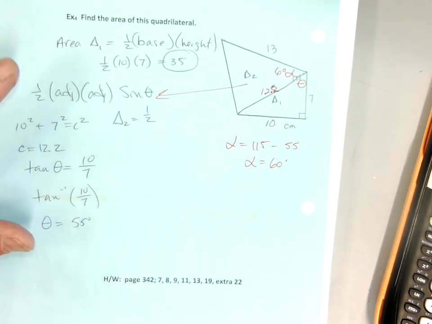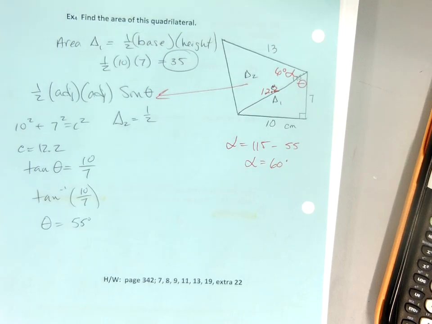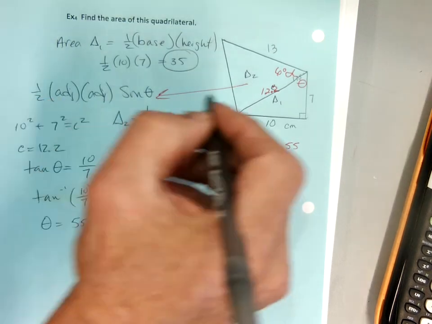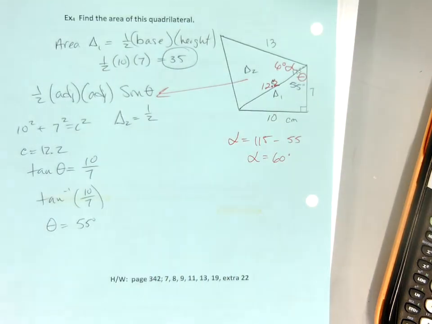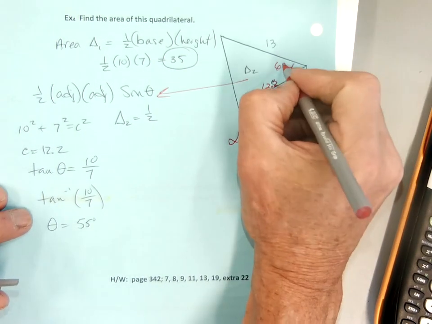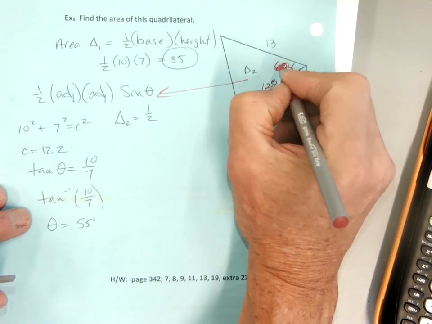Wait, hold on just a second. What angle is 55 degrees? Good question. I should write it in there. The one on the right triangle on the opposite side. Oh, okay. Thanks, Carly. And that looks like a 6 degree, not a 60 degree. So that doesn't look very good. 60 maybe.